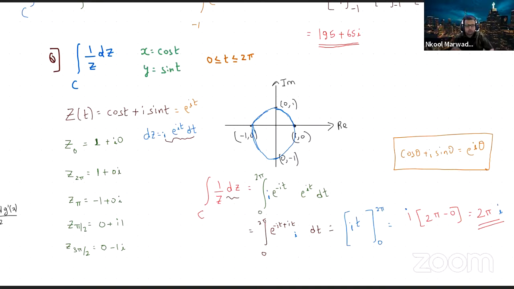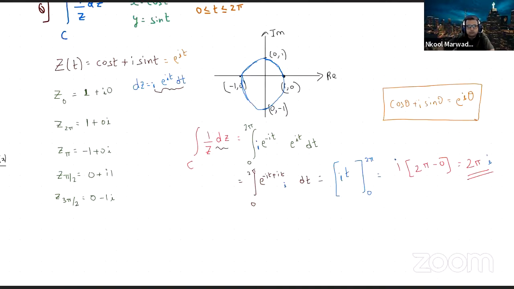One more question. In the question, they are asking us to evaluate the integral, which is something like this, the contour integral of 3z plus 1 dz. And the contour C is given here.